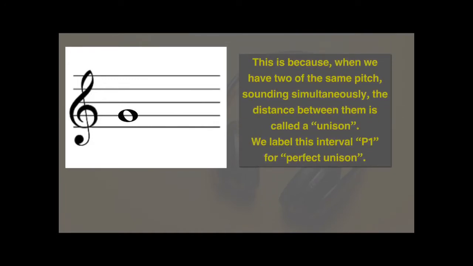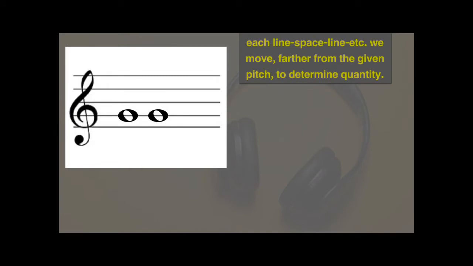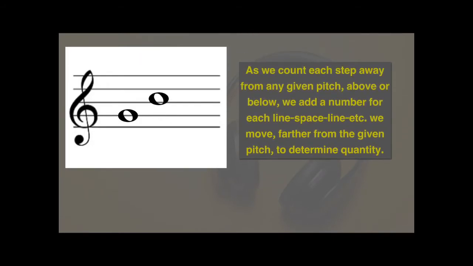This is because when we have two of the same pitch sounding simultaneously, the distance between them is called a unison. We label this interval capital P1. This means perfect unison. As we count each step away from any given pitch, above or below, we add a number for each line, space, line, etc. that we move farther from the given pitch to determine the quantity of that interval.